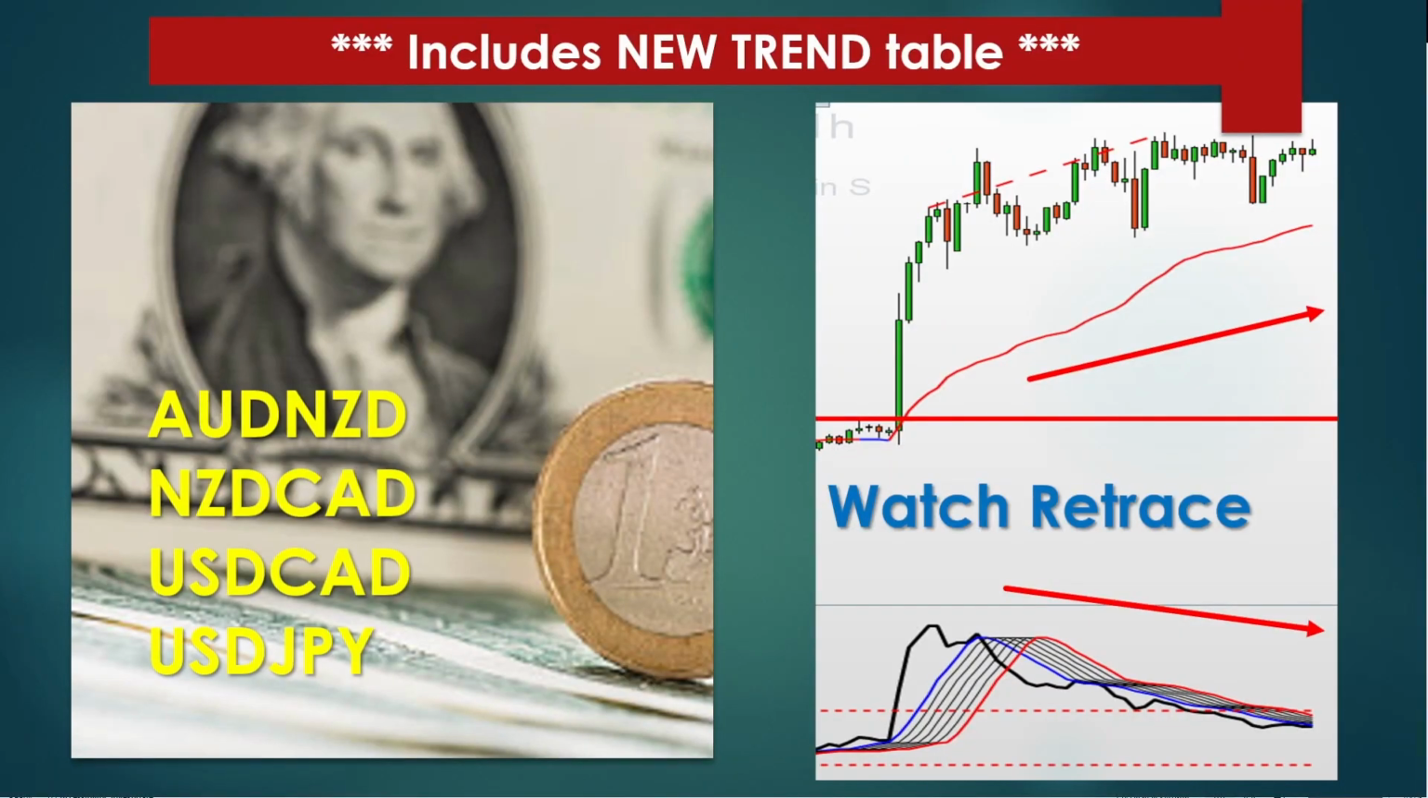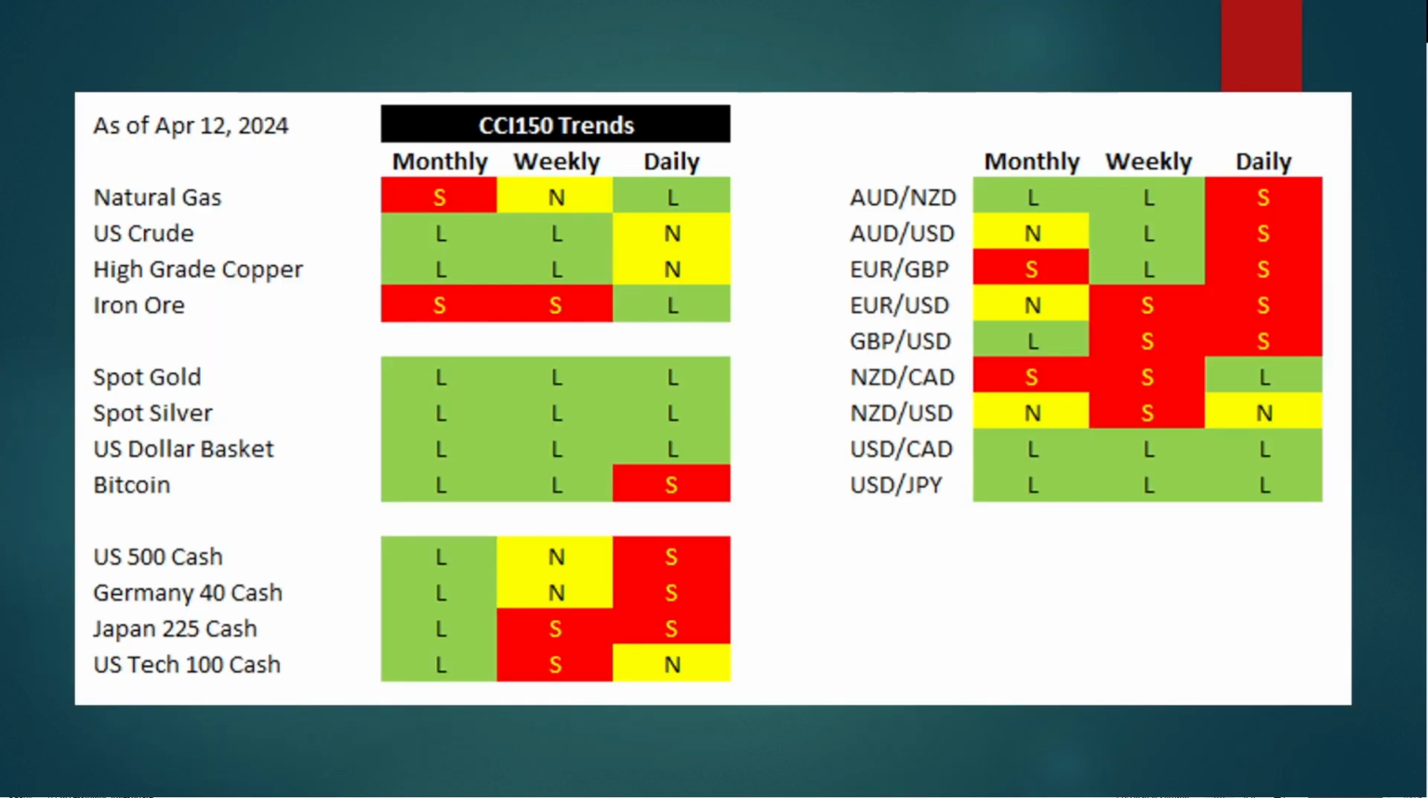It's April 12, 2024. This is the market update for currencies Aussie New Zealand, New Zealand CAD, US Canadian and US Japanese yen. Watch for those retraces on a couple of these charts and I'll go through those in particular.